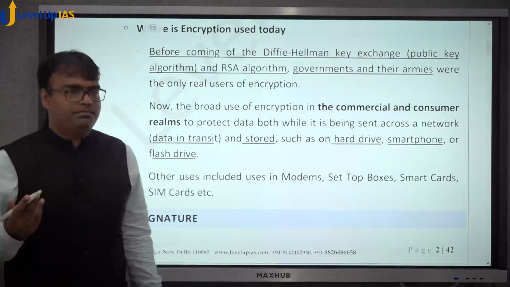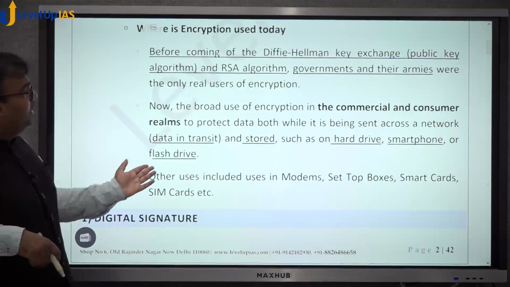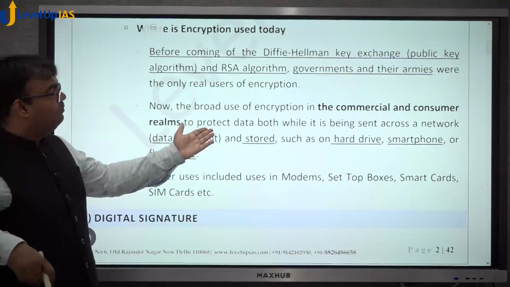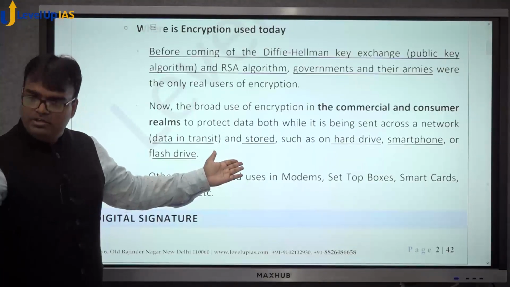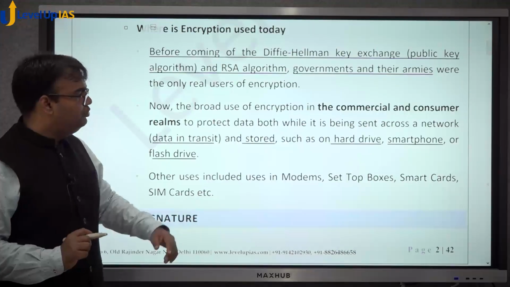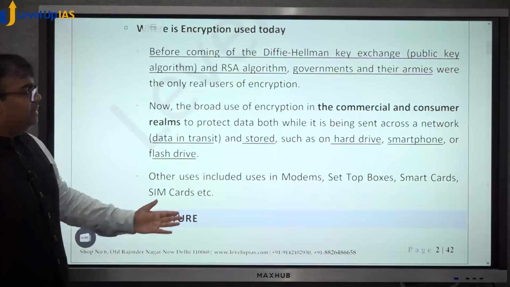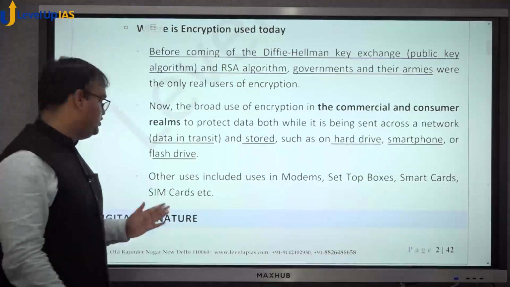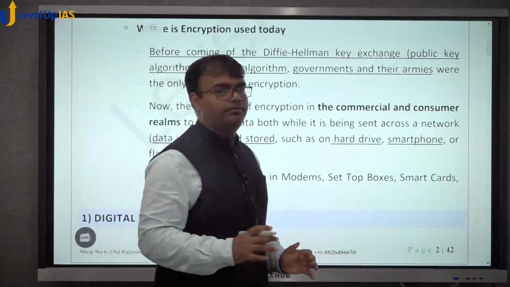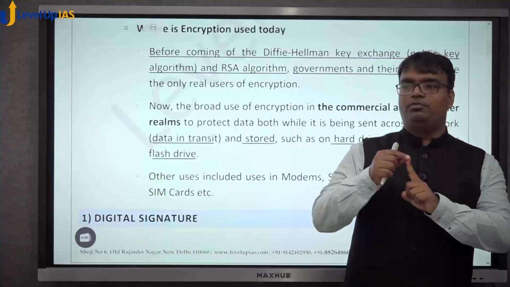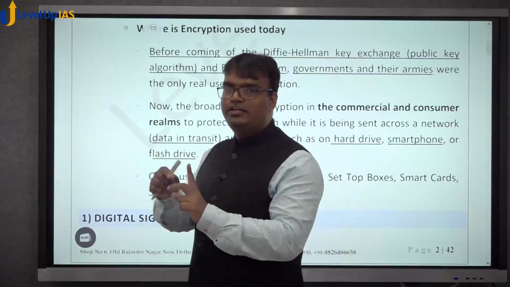So here we have listed certain areas where cryptography is being used. For example, in the commercial and consumer realms to protect data both while it is being sent across a network and stored. When the data is either being transmitted or being stored, in both situations we use cryptography. So it can be in a hard drive, a smartphone, a flash drive, modern set-top boxes, smart cards, SIM cards. In all these places we use cryptography. And modern cryptography is not only providing you confidentiality, it is also providing you authentication, integrity, and non-repudiation.